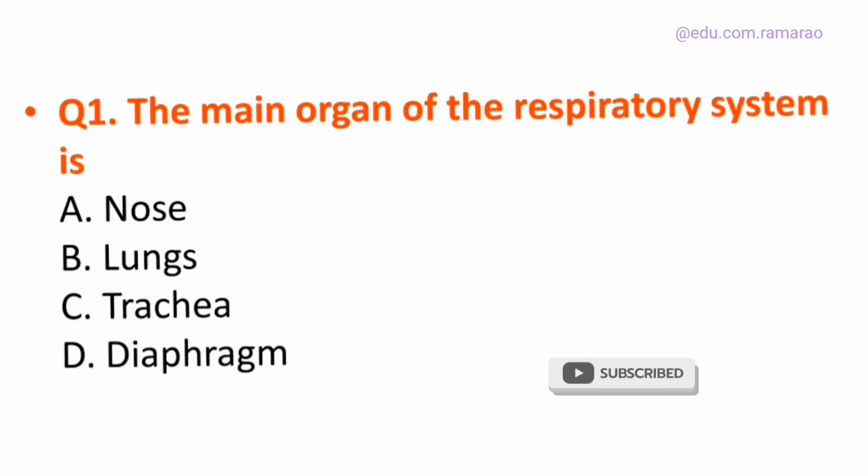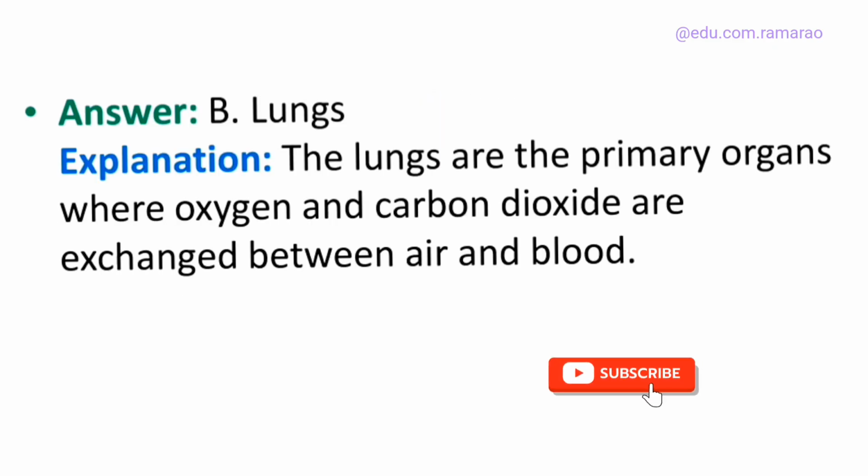The main organ of the respiratory system is option A nose, option B lungs, option C trachea, option D diaphragm. The correct answer is option B lungs. The lungs are the primary organs where oxygen and carbon dioxide are exchanged between air and blood.